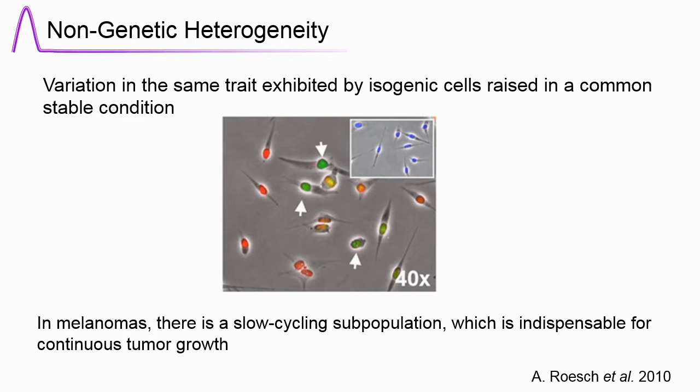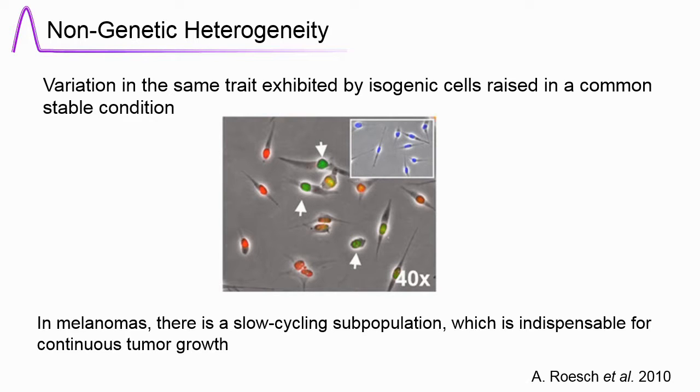Basically, it means the variation in the same trait exhibited by isogenic cells raised in a common and stable condition, and is of great clinical importance. Here I'm showing you a picture of melanoma cells, and in this population there is actually a subpopulation of slow cycling cells, shown by the arrows. And the slow cycling subpopulation is caused by an increased expression level of a histone demethylase, so it's non-genetic.